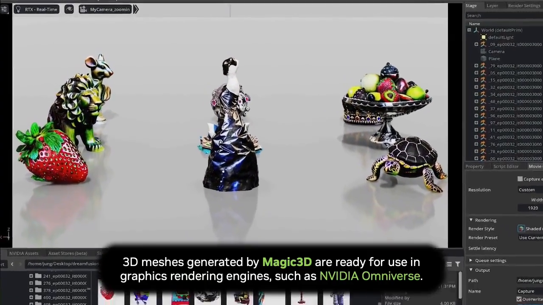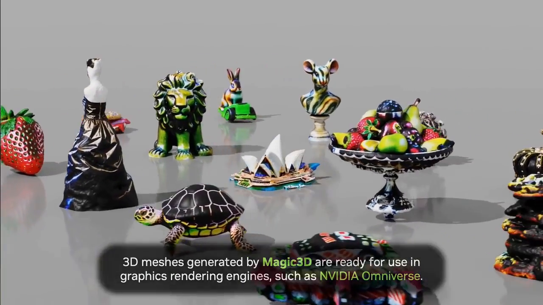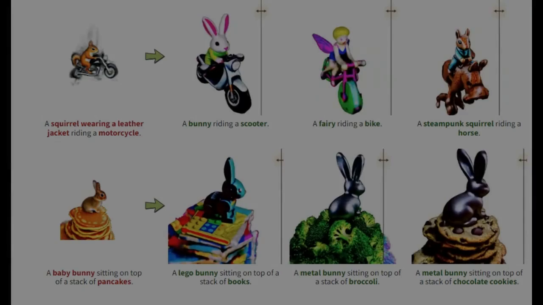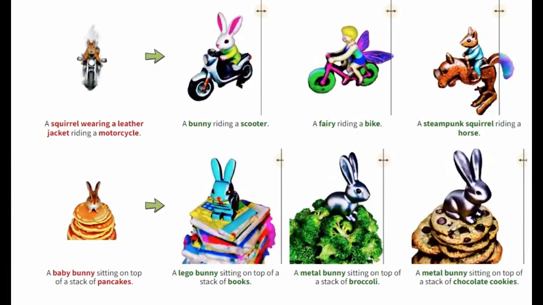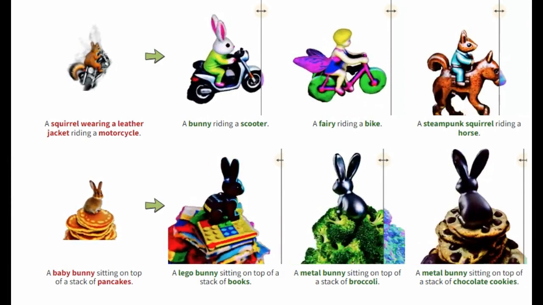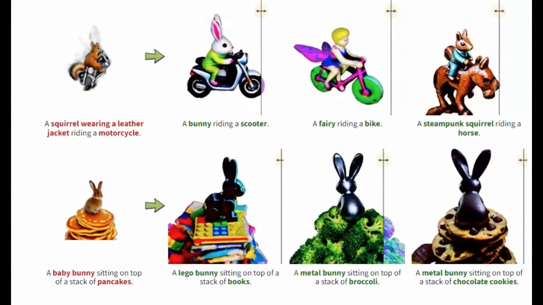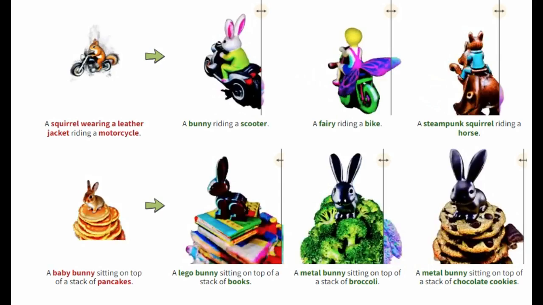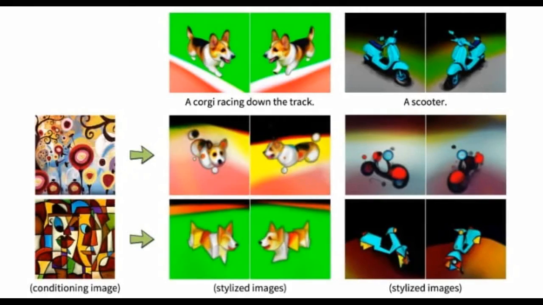Magic3D also offers editing functions that image AI apps have, but applies them to the 3D generation process. For instance, once your initial image is created, you can change the text prompt for different results. For example, a bunny sitting on top of a stack of pancakes can become a bunny sitting on top of a stack of broccoli. Magic3D also uses DreamBooth to transfer the style of a conditioning image to the final 3D model.